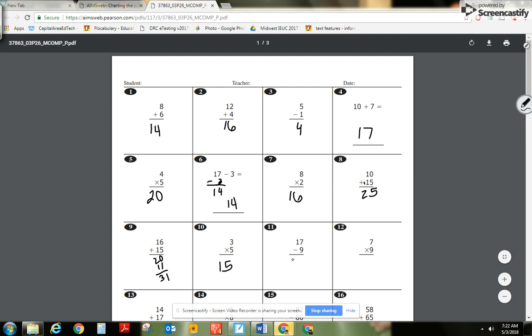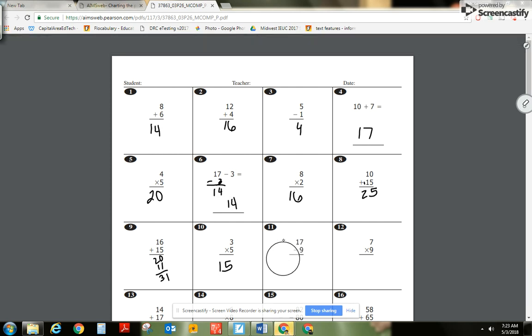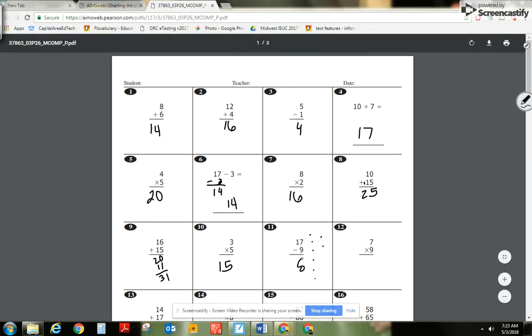This is a problem that many kids put 12. This is incorrect. They're not really being very mindful of what it's asking. So you can count up from 9 to 17. So it'll go 10, 11, 12, 13, 14, 15, 16, 17, and I get 1, 2, 3, 4, 5, 6, 7, 8. So you can count up that way. And count up is a great strategy for subtraction.